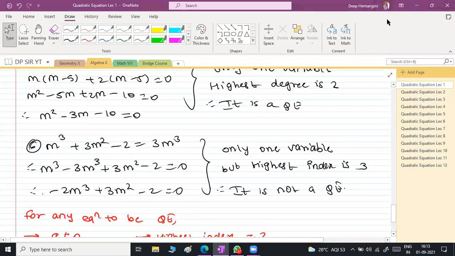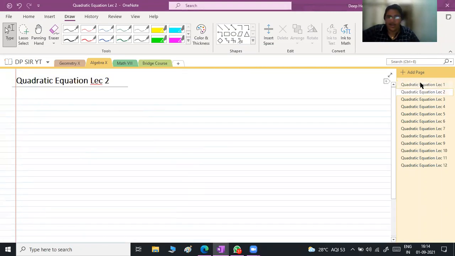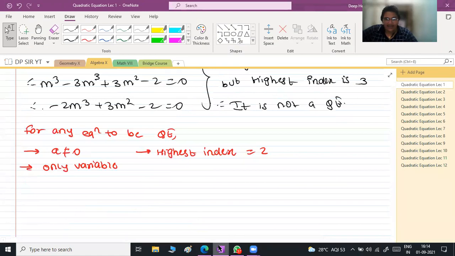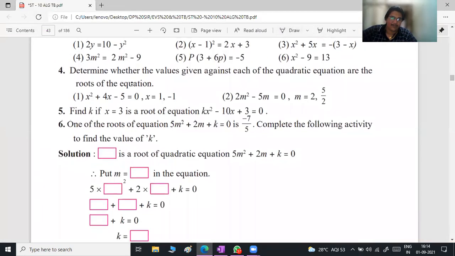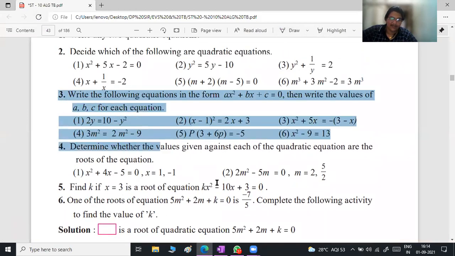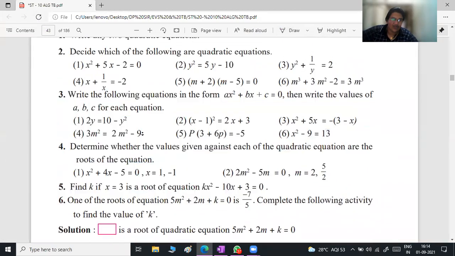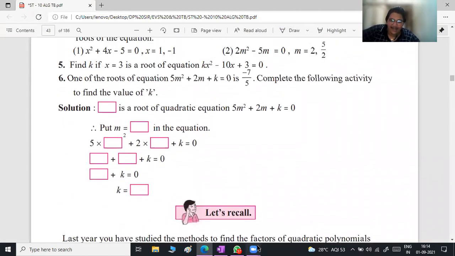Okay, so only that much from my side. Hope today's session was very clear and interesting for you all. Next time we will meet with quadratic equation lecture number 2 and we are going to continue with the remaining part of the practice set, that is 3, 4th, 5th, 6th. Okay, 6th is an exercise question which I can do activity based now, but it will exceed the time limit.